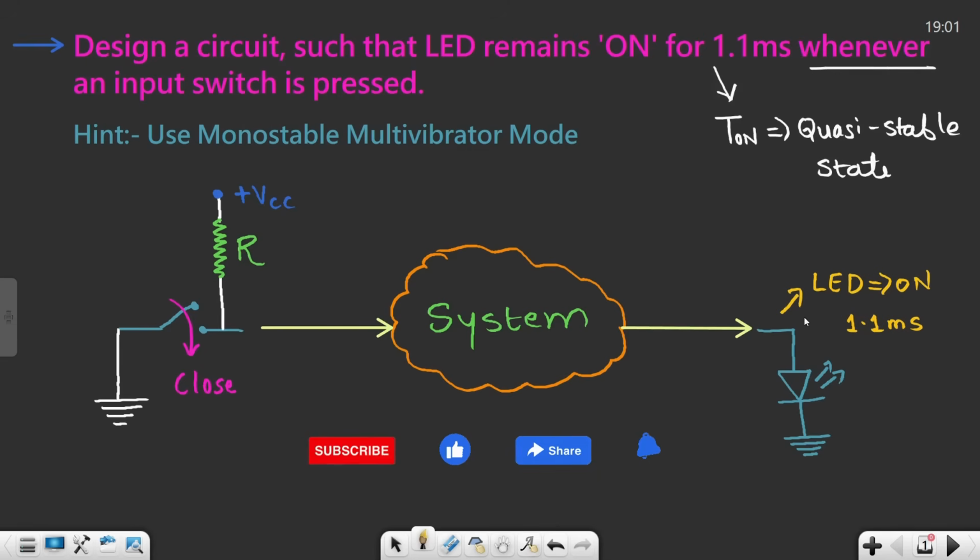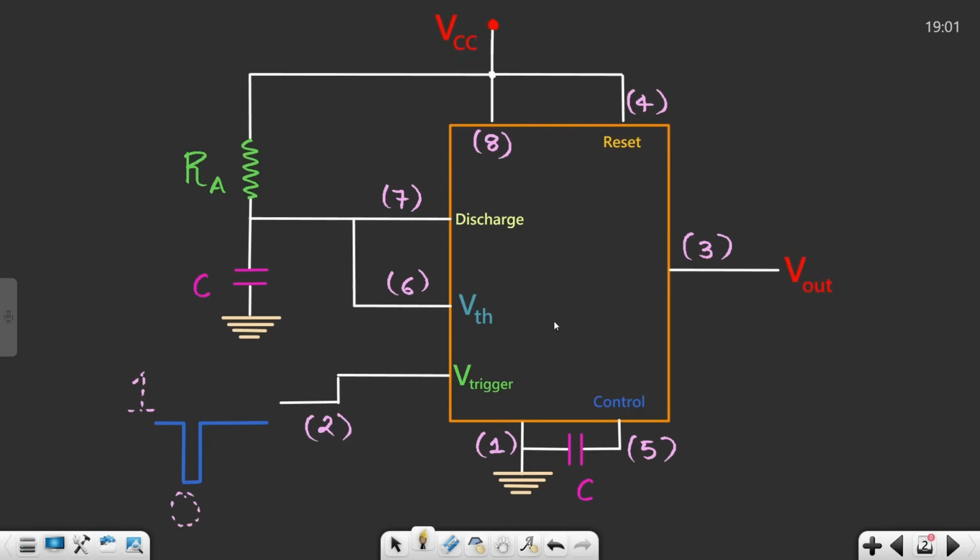We have already learned the monostable multivibrator mode, so how exactly are we going to do this? It's pretty simple. This is my circuit of 555 timer IC. This is my third pin, that is my Vout. This is my reset pin, discharge pin, threshold pin, and we need to short circuit the discharge and threshold pins and connect them to the timer block, which is nothing but RA and C. From here we are going to give the input, that is my triggering pin.